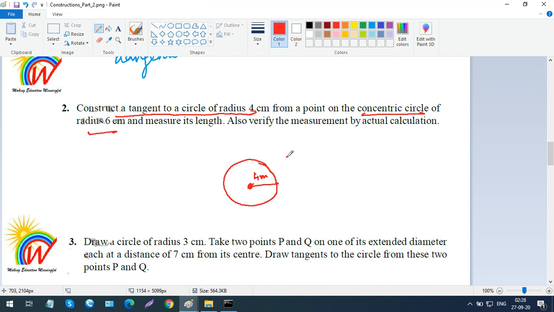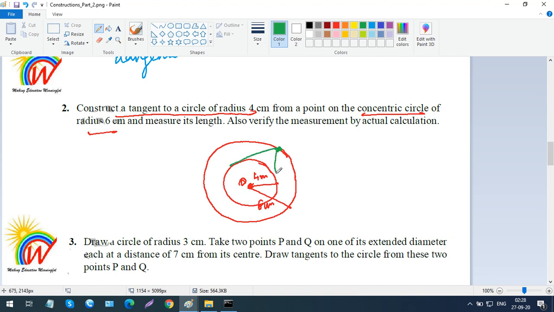So you draw a circle again of 6 centimeter with the same center O. Now they are saying from any point on this concentric circle, you take a point over here. Let me take a green point over here. Anywhere on this, you are supposed to draw a tangent.